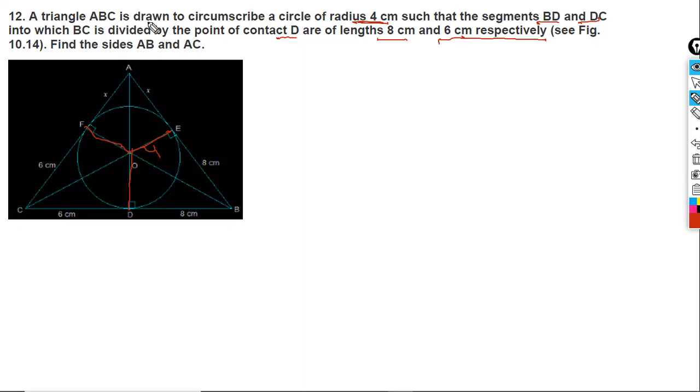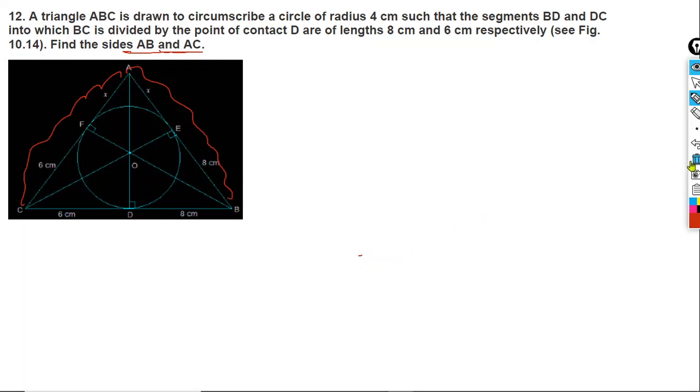What is it saying? A triangle ABC is drawn to circumscribe a circle of radius 4 cm such that the segments BD and CD, into which BC is divided by the point of contact D, so you see BC here is divided by point of contact D into lengths 8 cm and 6 cm. See the figure, the figure is given here. Now after giving this much data, find the sides AB and AC.